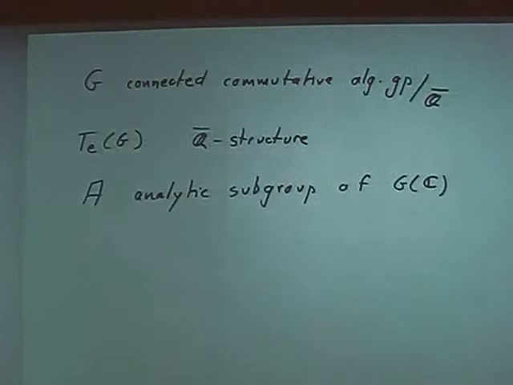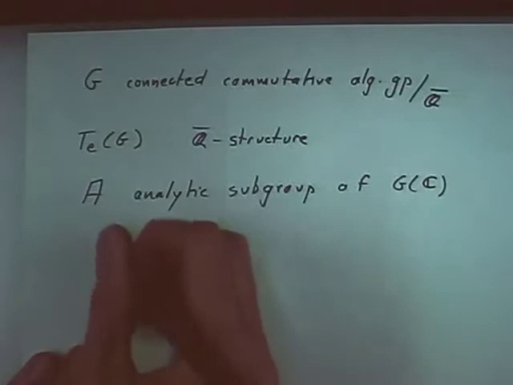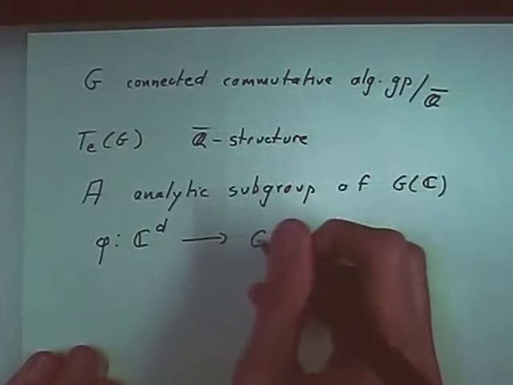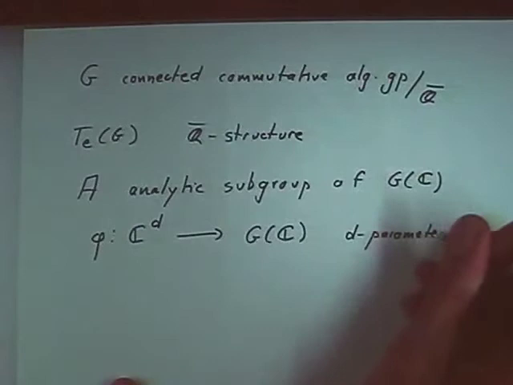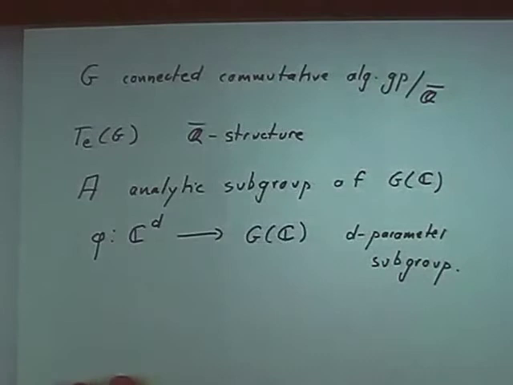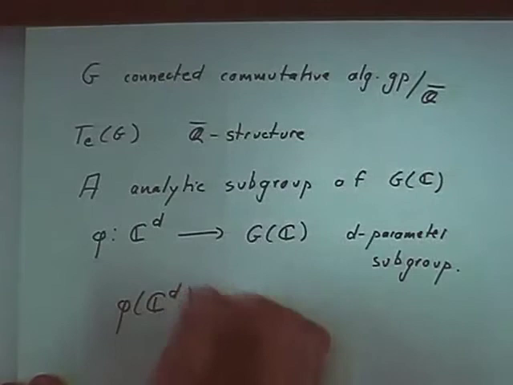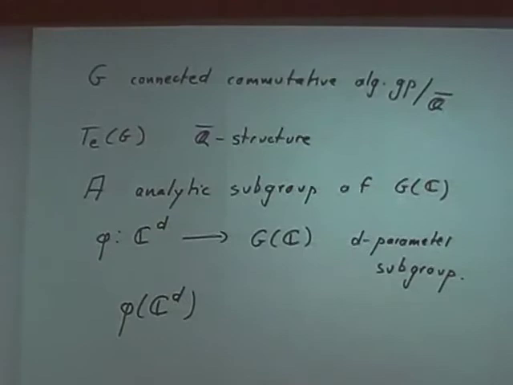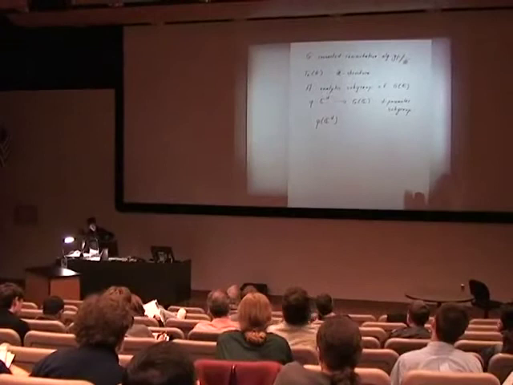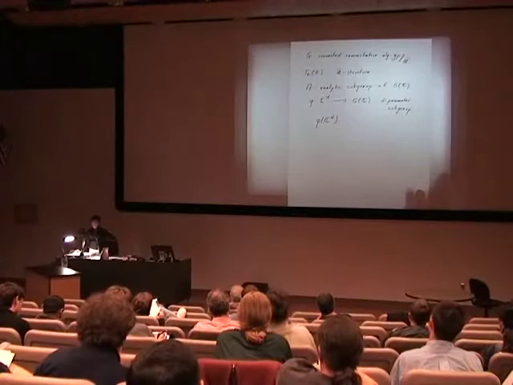So if you're not so familiar with this type of language, you can think of it, so for most applications, what happens is it's actually the image of a parameter space of dimension D. So this is called a D parameter subgroup. So there's absolutely no reason why this image should be algebraic. In fact, there's lots of examples where an analytic subgroup is not algebraic. So you're looking for a criterion for this to be algebraic. And the criterion basically says that the analytic subgroup has to contain algebraic points.